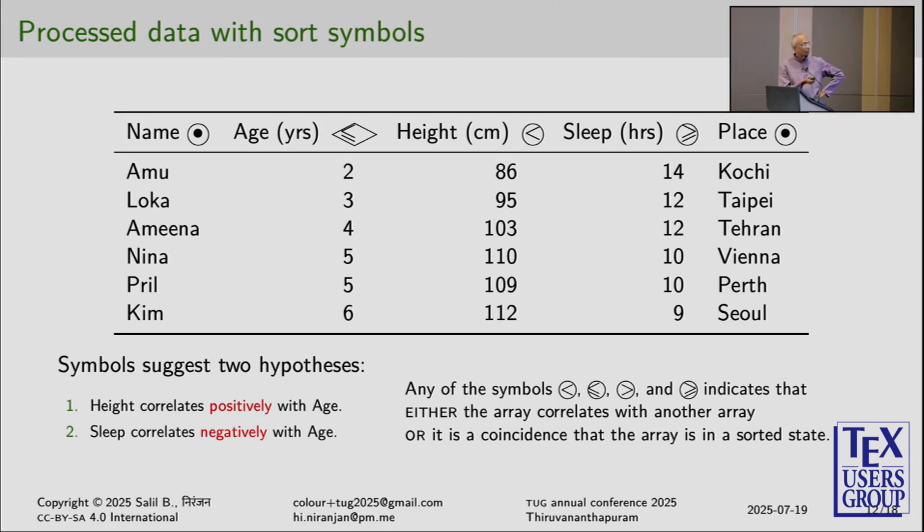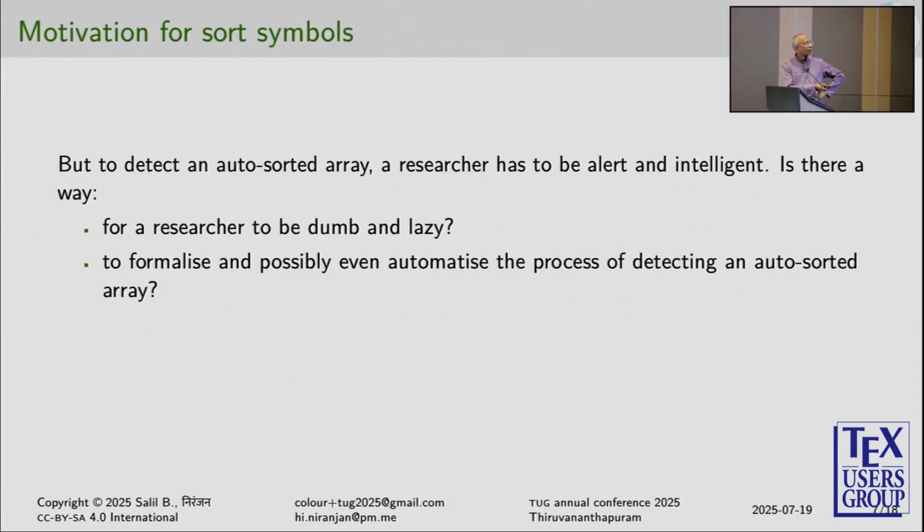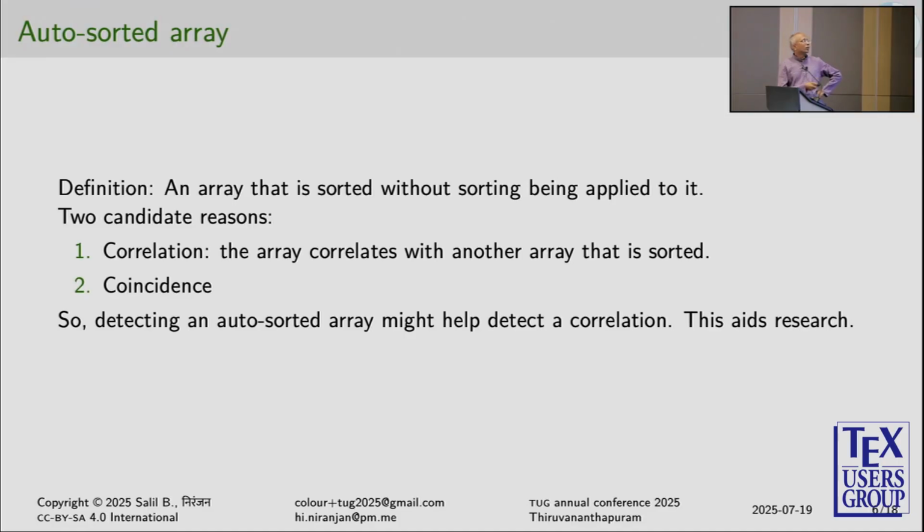Okay? Now let me just go back. We were here. So an auto-sorted array is an array that is sorted without sorting being applied to it. That is something like a curious case. If you sort an array, you expect it to get sorted, but here you have not applied any sorting to it, and it is still in the state of being sorted.